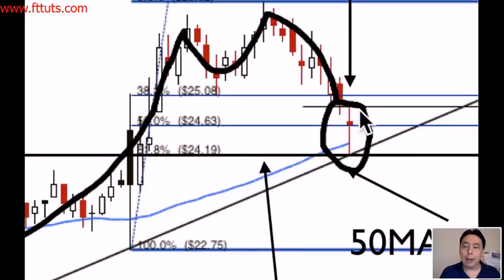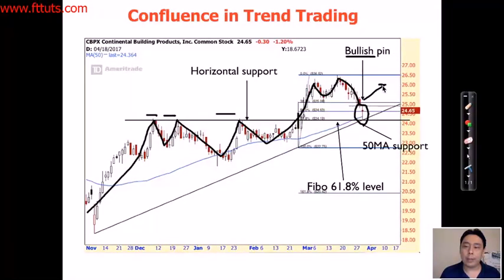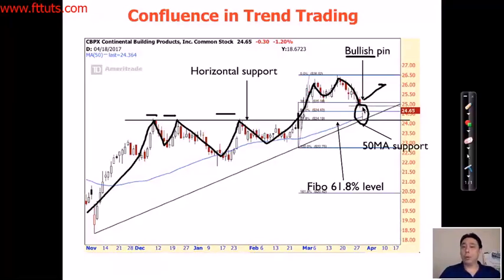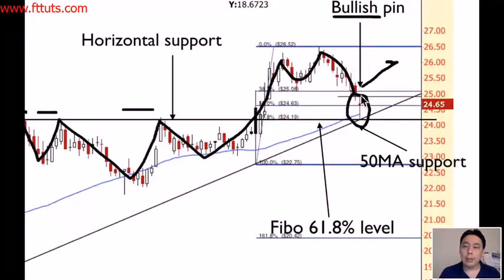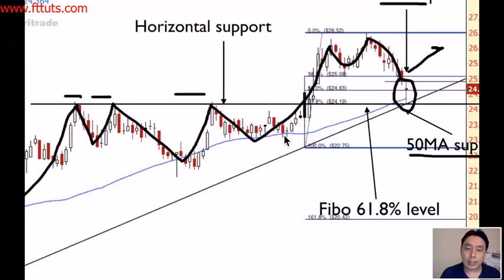A bullish pin bar is a candlestick pattern where people know with high probability the price is going to go up when they see a bullish pin bar. So that's one point of confluence. Second point of confluence, notice that this candlestick is finding support at the 50 moving average, because the moving average acts as a support level, as you can see.